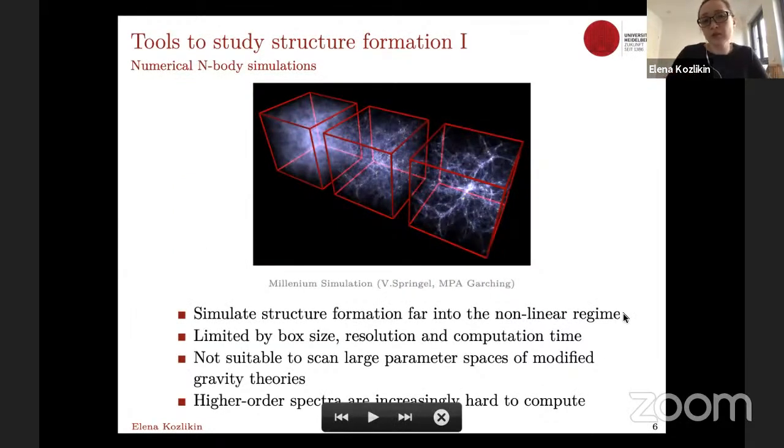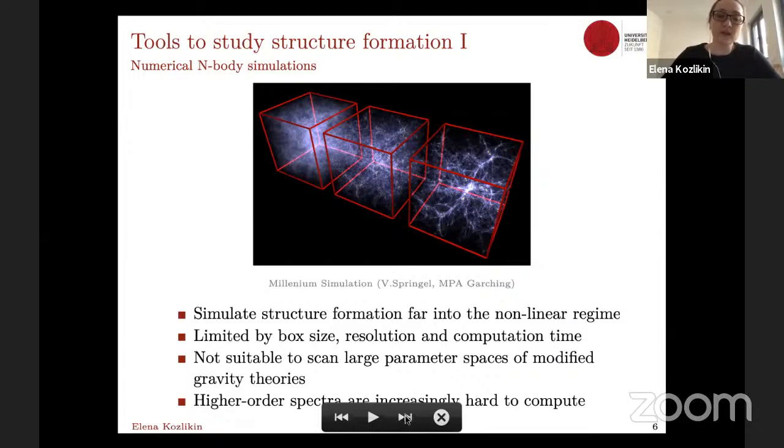Right, so the tools that we have available to study structure formation are, for one, numerical N-body simulations, which allow us to simulate structure formation really far into the nonlinear regime. They produce great results, but they are also limited by box sizes, by the resolution, and especially by computation time. So they're not really suitable to scan large parameter spaces if we want to check for modified theories of gravity, for instance. Also, if you want to compute higher order spectra, this gets increasingly hard.